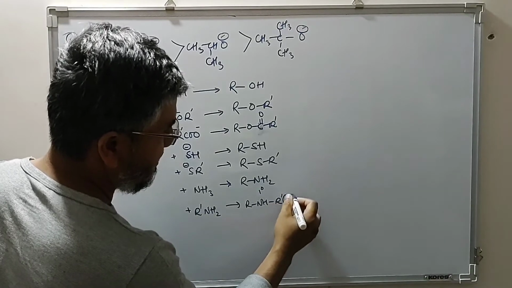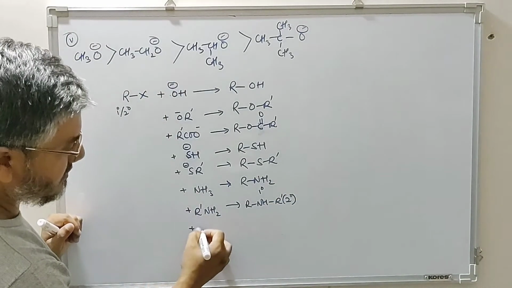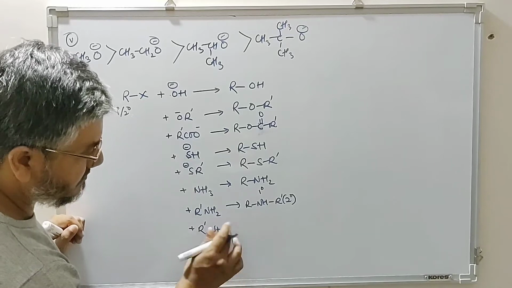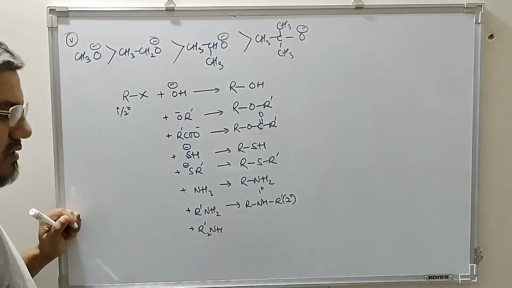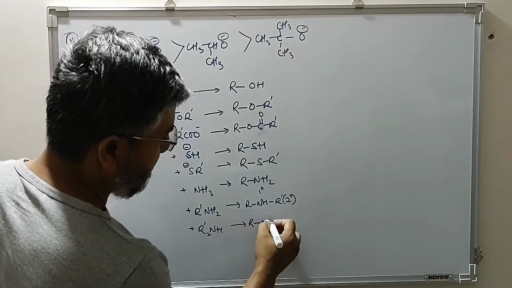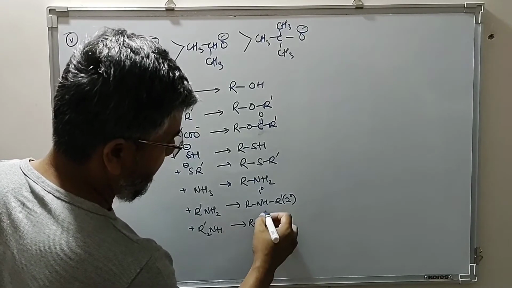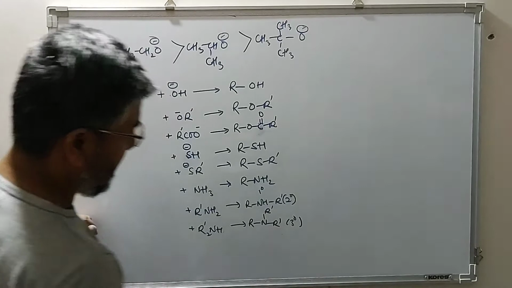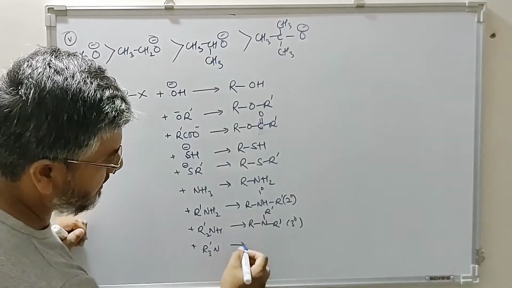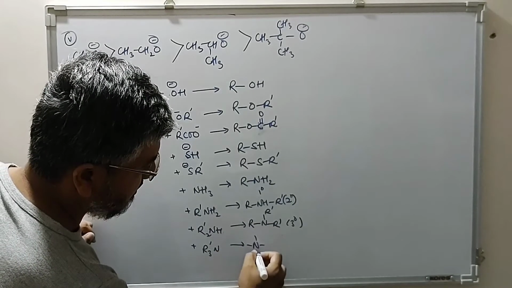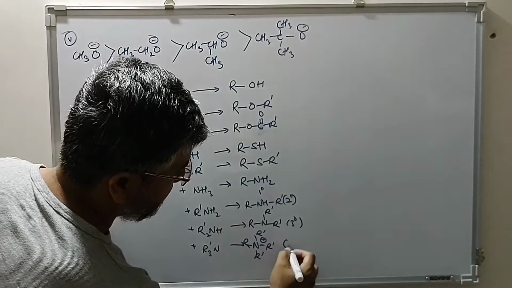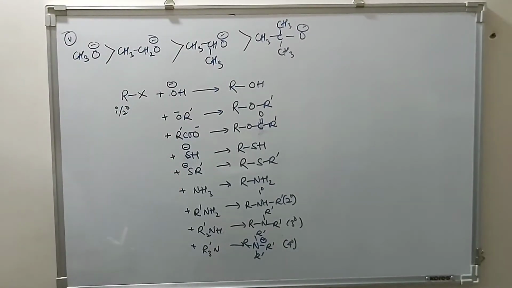This is secondary amine. If this alkyl halide reacts with secondary, let this be secondary, meaning 2 alkyl groups, then this gives you RNR prime, this is tertiary. If this reacts with tertiary amine, then this gives you quaternary ammonium ion, with R prime and R, nitrogen positive. This is quaternary ammonium ion.